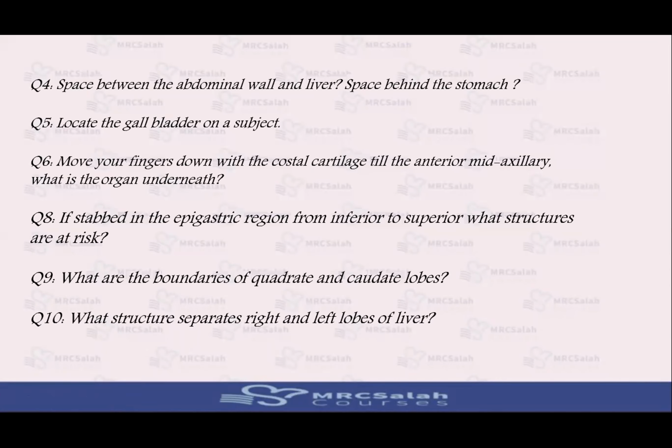What is the structure that separates the right and the left lobe of the liver? Ligamentum teres. Okay. Is this anterior or posterior? Anterior. What's anterior? Anterior falciform ligament. Yes. Anterior is the falciform ligament and the ligamentum teres is posterior. Yes.